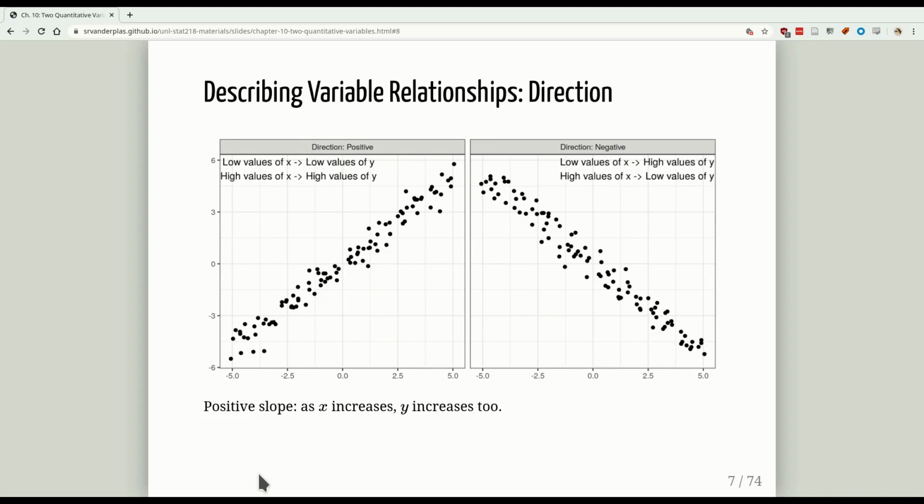When we talk about the direction of a relationship, we're looking for some assessment of whether when x increases, y increases, or when x increases, y gets smaller. So if as x increases, y increases, we say that that's a positive relationship. We're going up the hill, right? If as x increases, y decreases, we say that's a negative relationship. So that would be going down the hill.